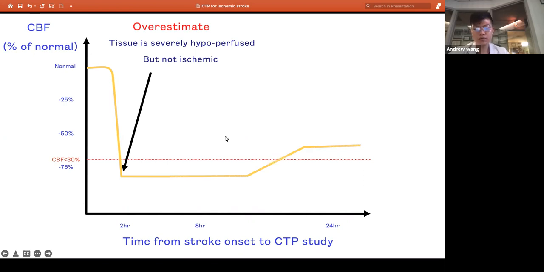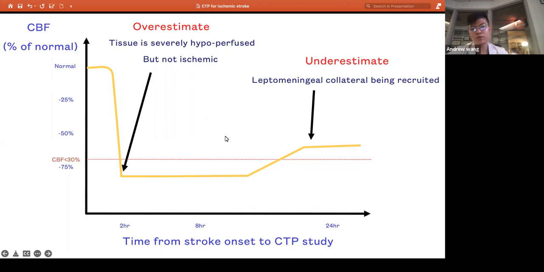However, as time goes by, the collateral blood supply will kick in, or maybe the patient has received intravenous TPA treatment, so the blood supply comes back and the blood flow increases, but it's too late now because the brain tissue is already irreversibly damaged. So at this point, even if the collaterals are recruited, it is too late. So we might underestimate the ischemic core.